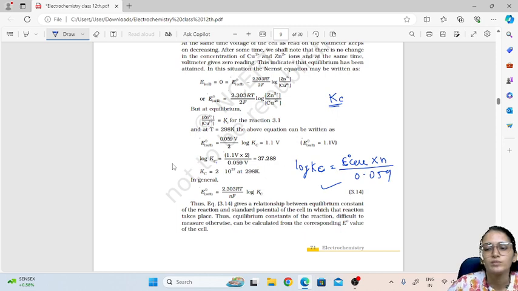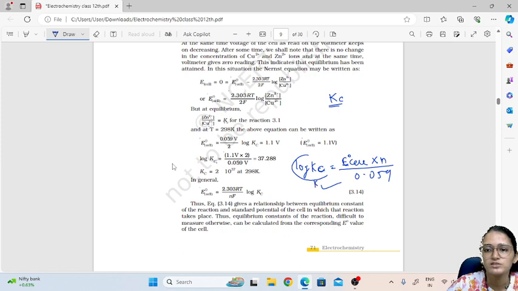Now if they ask you to find log Kc, they will give you the values of E naught of cell and N. You have to put the values. The N value will not be directly given. You have to write it by looking at the reaction, how many ions are exchanged. Then if they ask to find just log Kc, you calculate it, and whatever answer you get will be your log Kc.